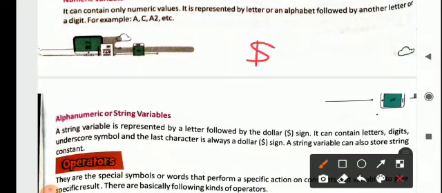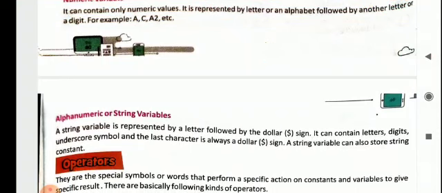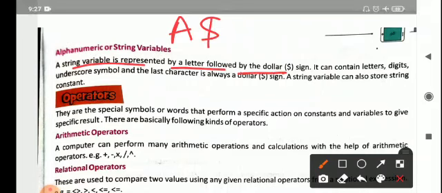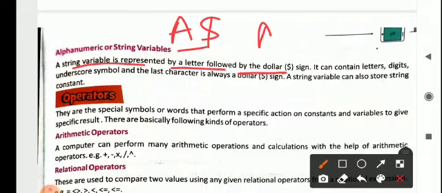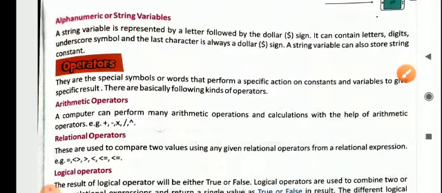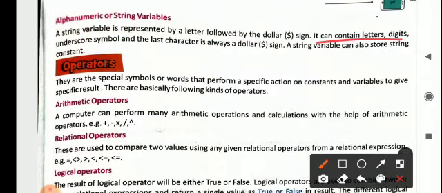And dollar is allowed only when you have to store text or string type of data. A string variable is represented by a letter followed by a dollar sign. There should not be any space in between. It should be without any space. If you are writing it this way, it is wrong. So be careful in naming your variables. It contains letters, digits, underscore symbol, and the last character is always the dollar sign.